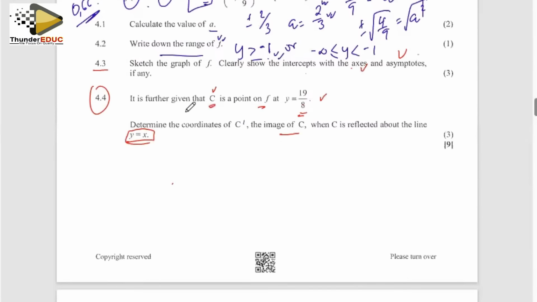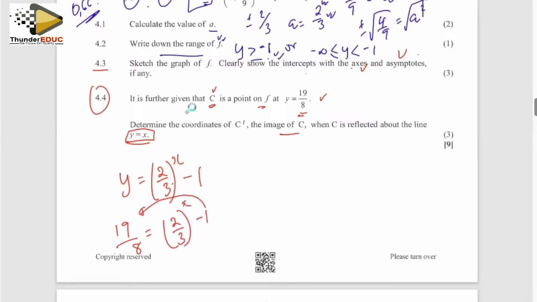So this is more like the inverse of that original point. So what we can do, let's get the x value. If y is given as (2/3) to the x minus 1, they're telling us y is 19/8, which is equal to (2/3) to the x minus 1. Let's move the 1 to that side, which is going to be a plus. So 19/8 plus 1 must give us 27/8.